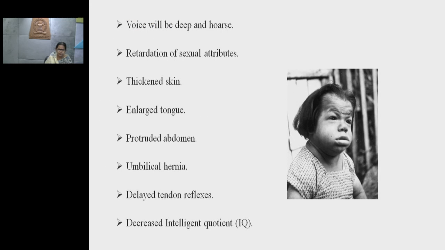The voice is deep and hoarse, with retardation of sexual attributes and thickening of skin. As shown in the figure, we can see an enlarged tongue, protruded abdomen, umbilical hernia, delayed tendon reflex, and decreased intelligence, that is IQ.